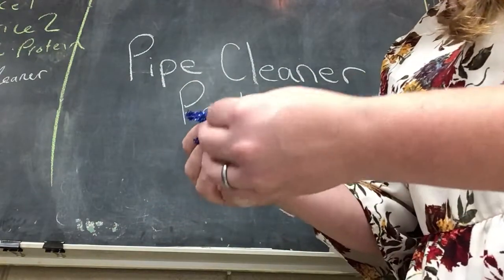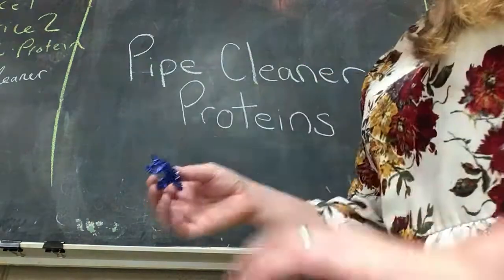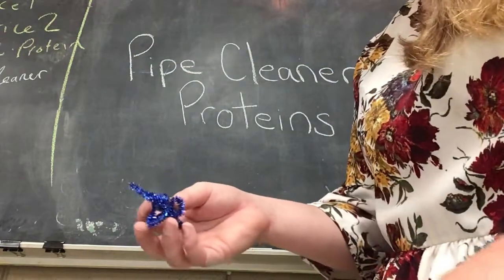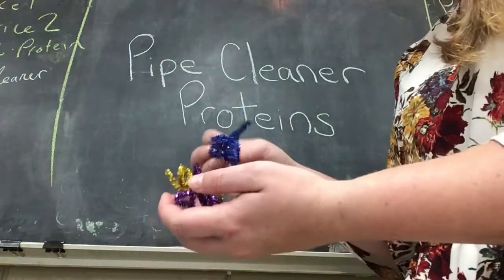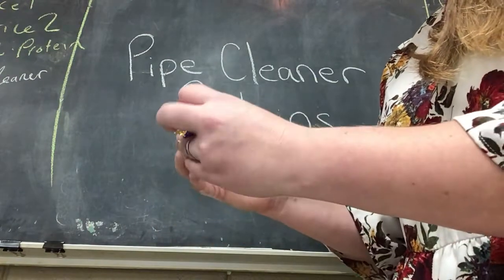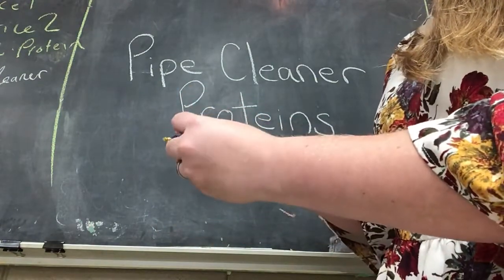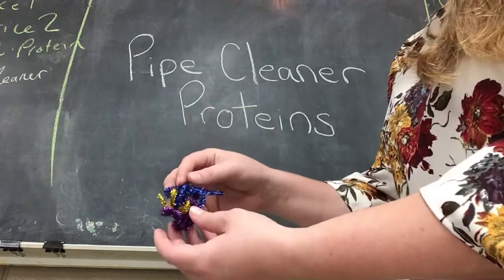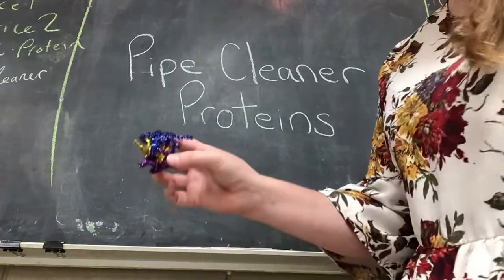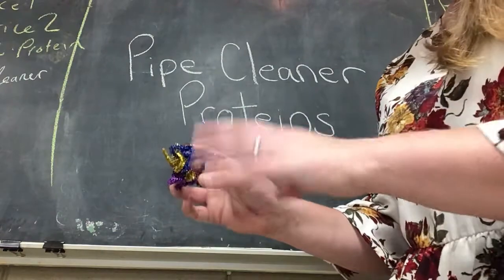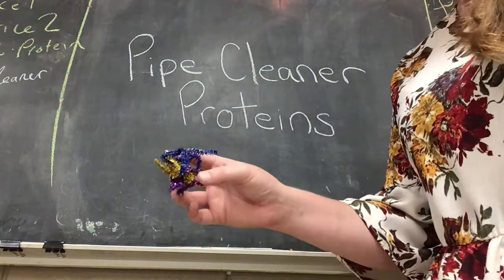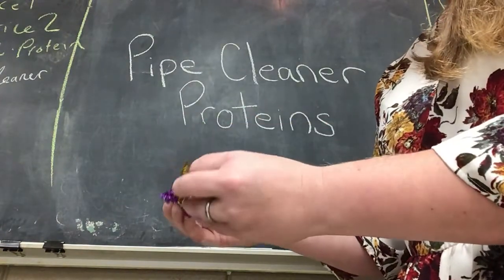So quaternary, and you have a lot of proteins that do this, but not all of them will do it. It's if you have multiple polypeptide chains, and then their R groups are all going to interact to give you a protein. Okay, this again is the R groups interacting to make those connections.